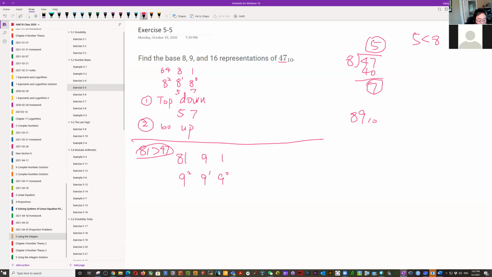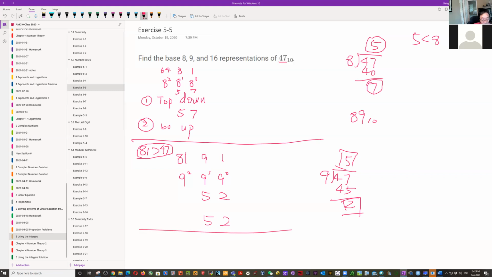So basically, I no longer need to do division on 81 because this number is too small for it. So 47 divided by 9, I got remainder 2. So top down, I write 5 and 2. And bottom up, I write 2, 5. So either way, it looks the same.